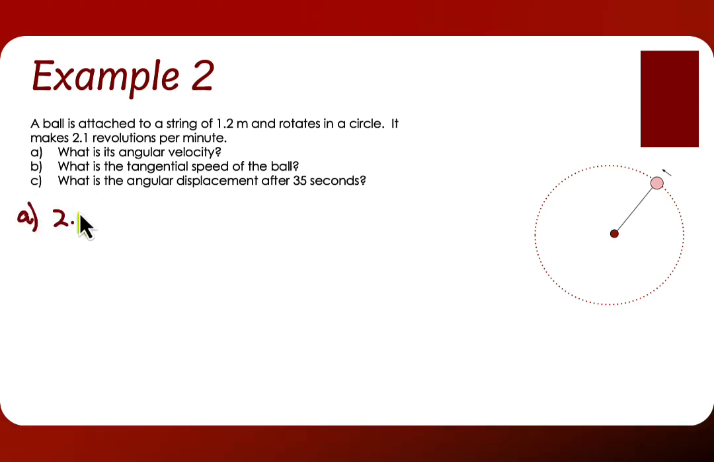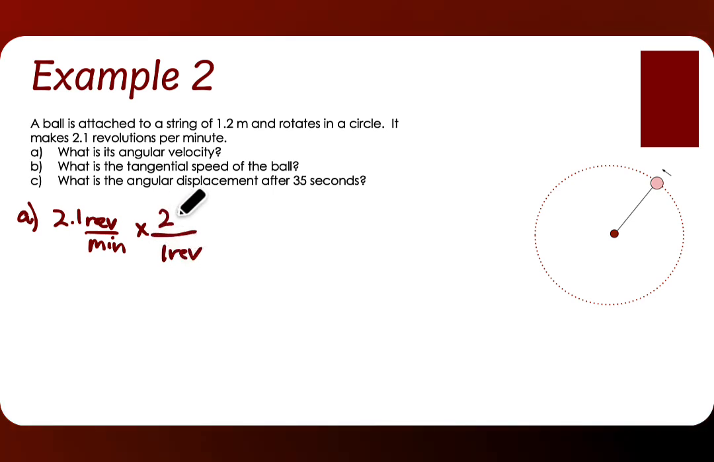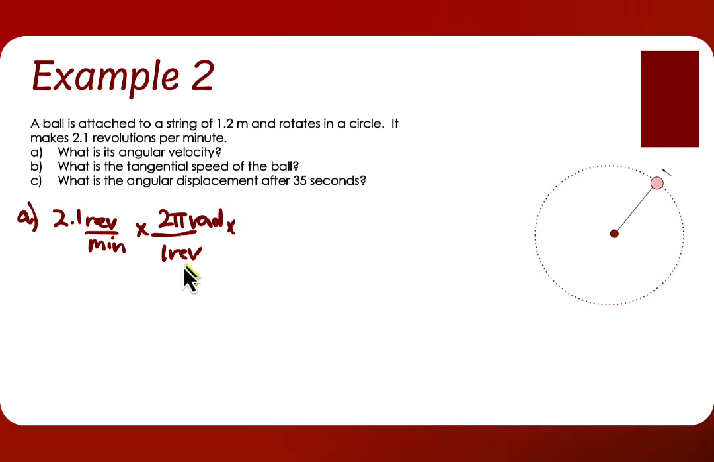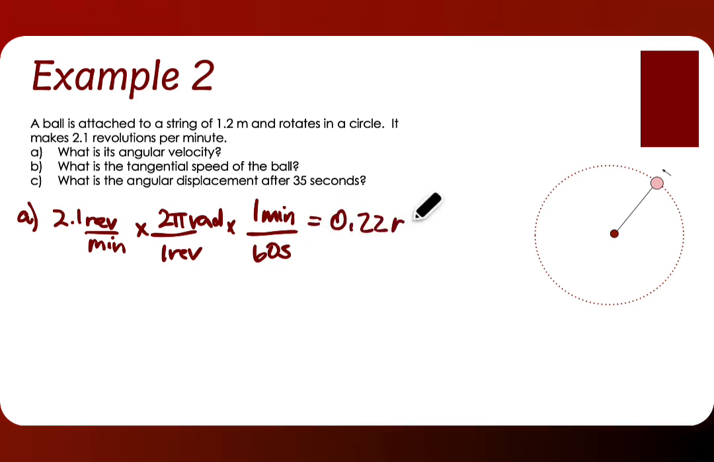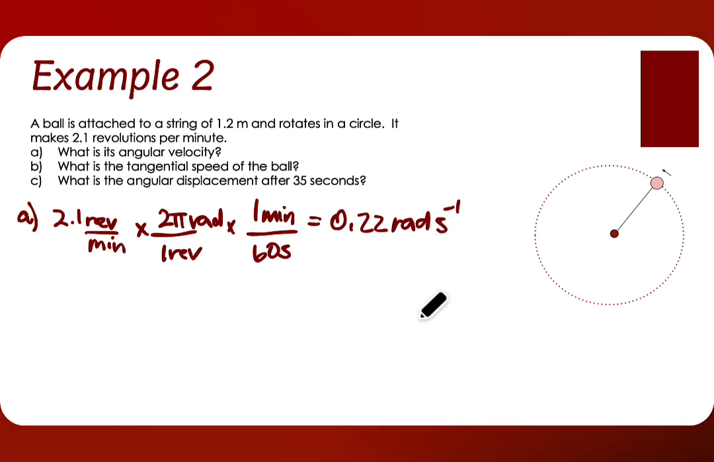Now, this says 2.1 revolutions per minute, but if I want the angular velocity, this should be in radians per second. So, 1 revolution is the same as 2 pi radians. Notice how I've written them so that the revolutions will cancel out. 1 minute is the same as 60 seconds. Again, I've written these so that the minutes cancel out, and my units are now going to be radians per second. And this is going to give me 0.22 radians per second.